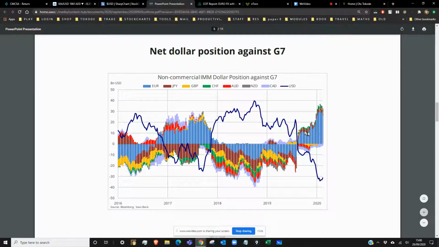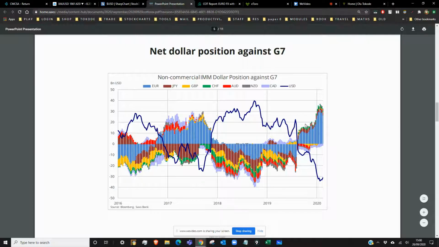So the euro has been in an uptrend. That's why the dollar has been in a downtrend, or the dollar index. So the other currencies, the JPY, British pound, Swiss franc, Aussie, and Kiwi dollar, just make up a small percentage of this overall move. So it's mostly due to the euro. That's what this chart is showing me, this shaded portion here.